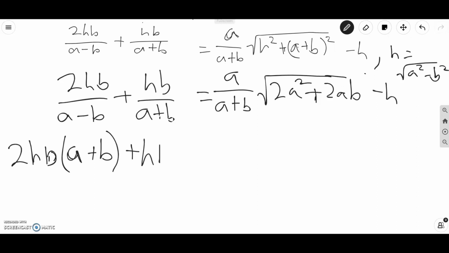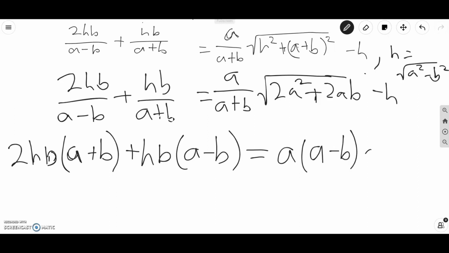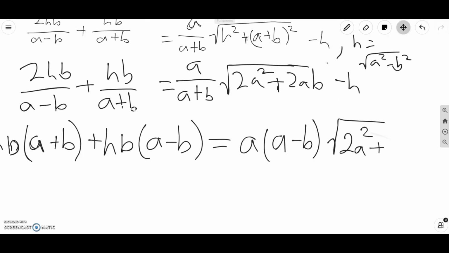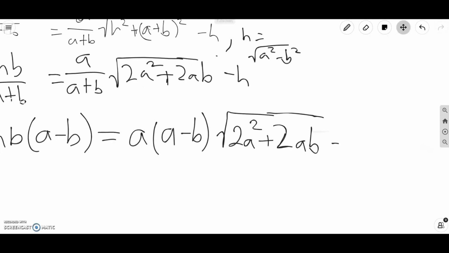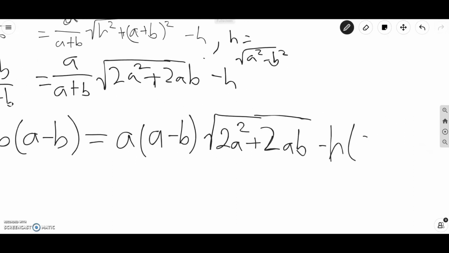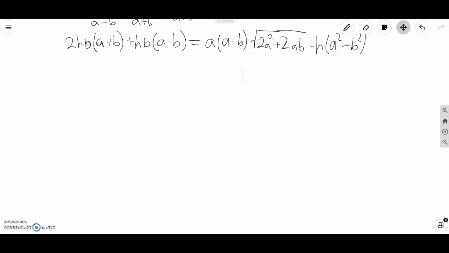And this term will be h b times a minus b, plus, equals a times a minus b times the square root of 2a squared plus 2ab, minus h times a squared minus b squared. So this is becoming a very large expression, as you can see.